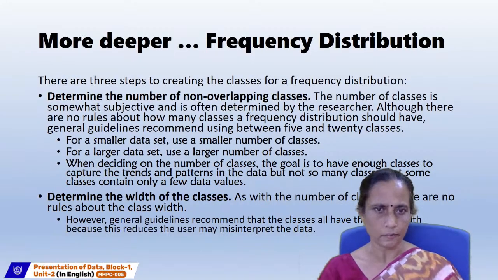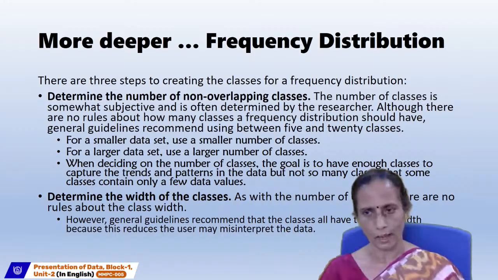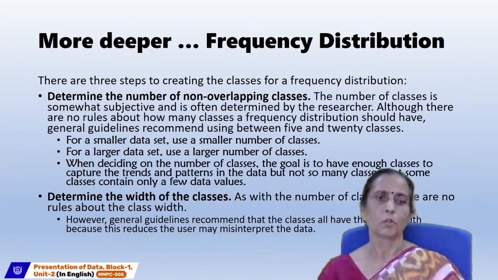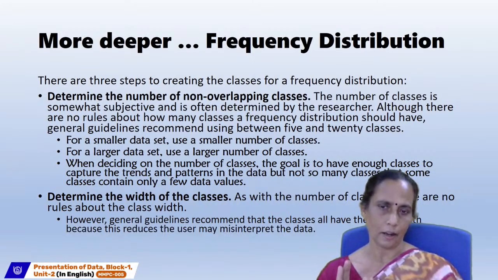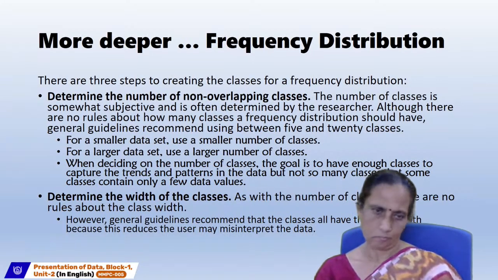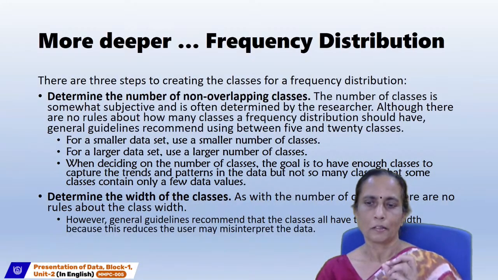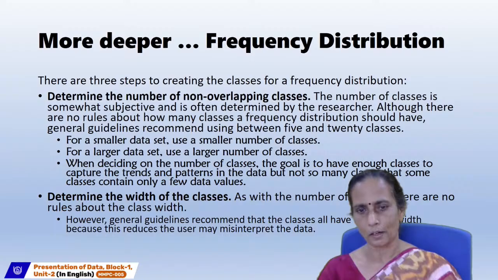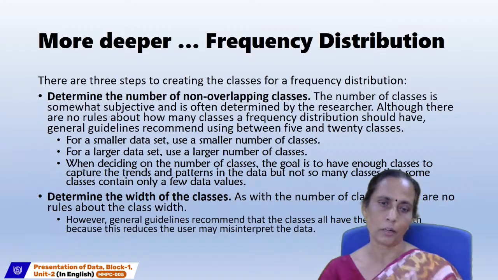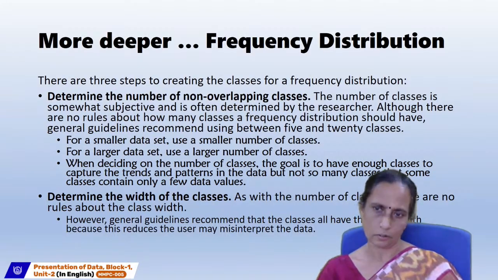For smaller data, use a smaller number of classes. For larger data, use a larger number of classes. When deciding the number of classes, the goal is that the number of classes should be enough to capture the trends and patterns, and it should facilitate making the statistical calculations in a simple and easy manner. But not so many classes that some classes contain only a very few data values.